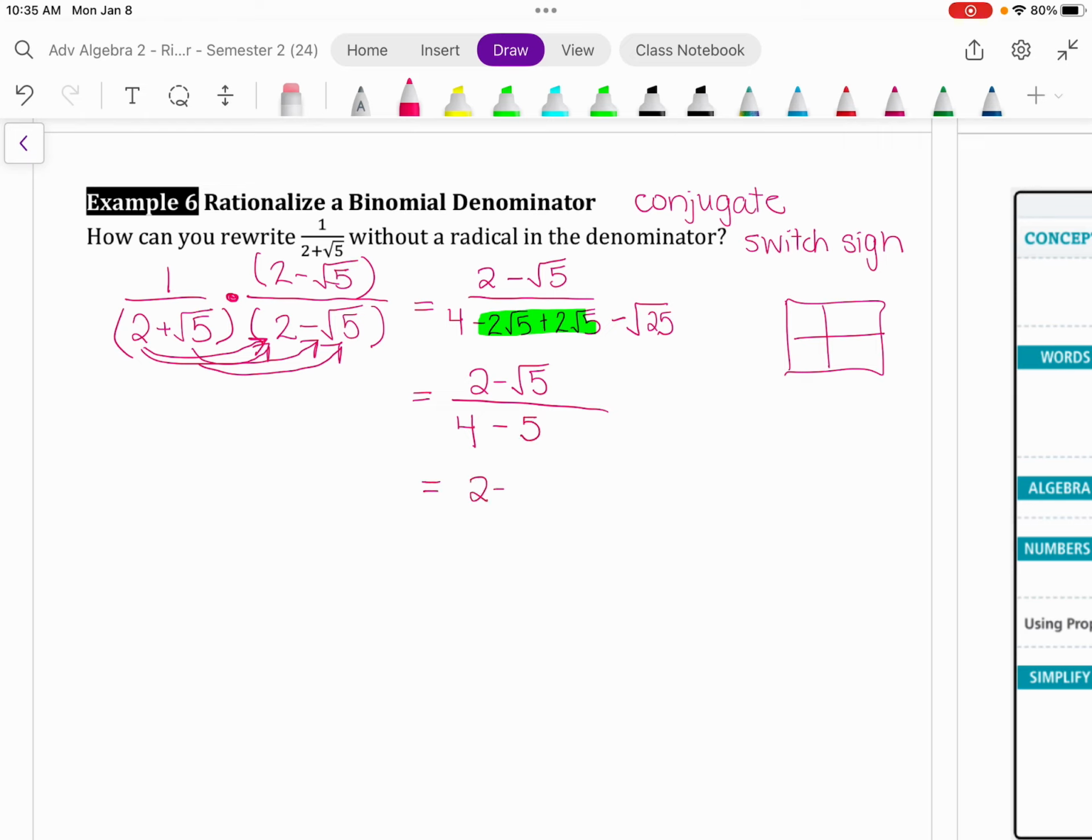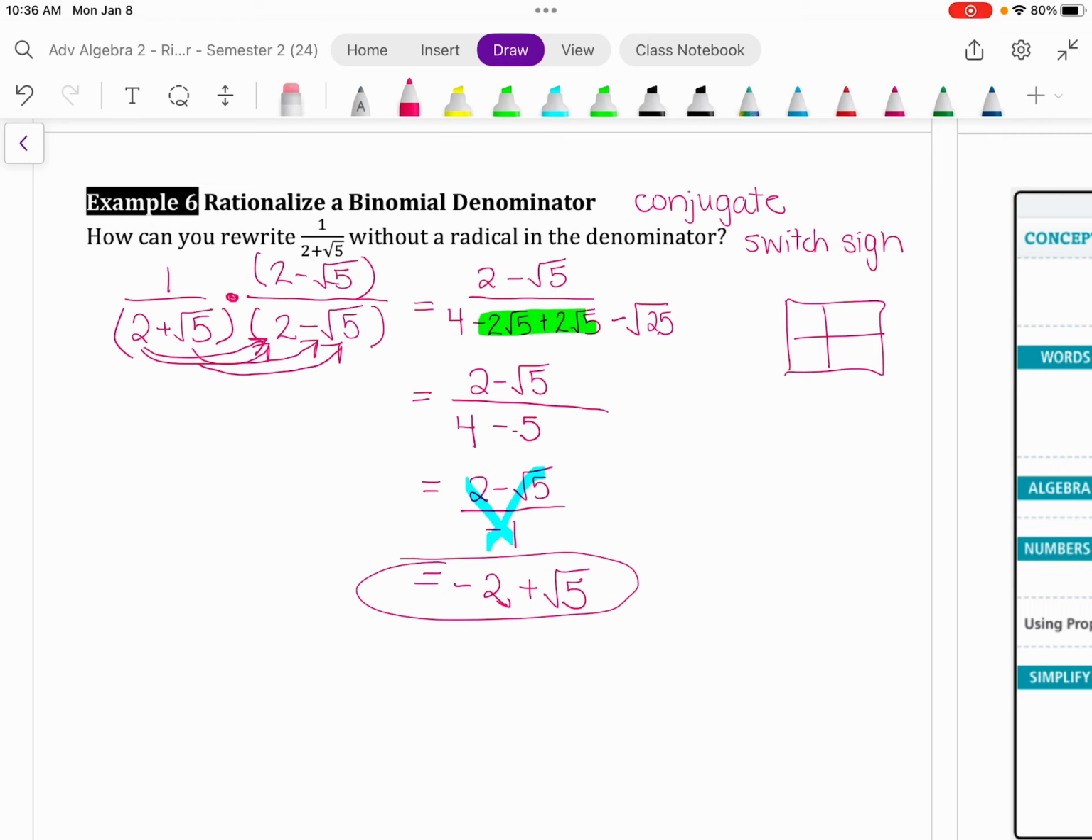So again, we have the top. 4 minus 5 is negative 1. So I'm going to divide everything by negative 1. So 2 divided by negative 1 is negative 2. And then negative square root of 5 divided by negative 1 is positive square root of 5. Now, this is a much simpler answer than what we started with.